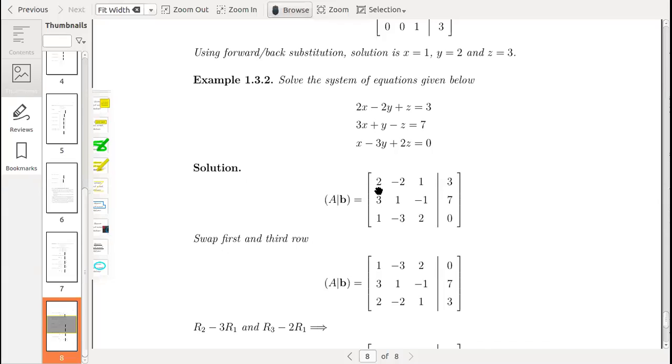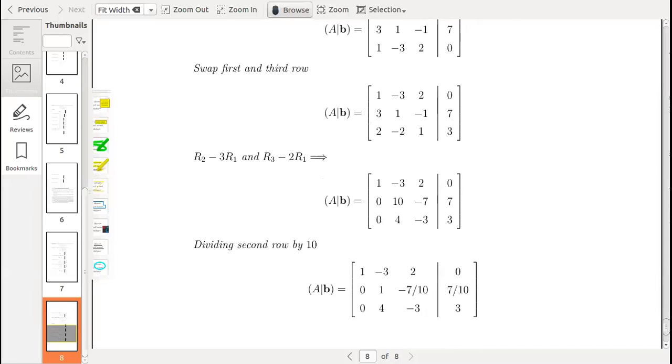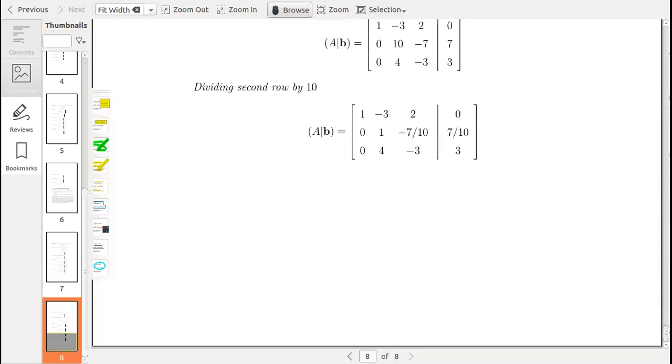Why? Because if you divide this 2 by 2, here you will get 1 by 2, and also you will get 3 by 2. So that is why, to avoid these rational entries, he has swapped the first row with the third row. So those are the tricks. You can also perform these tricks, and then you will get this upper triangular matrix. You need to perform one or two more steps and you will get the solution.